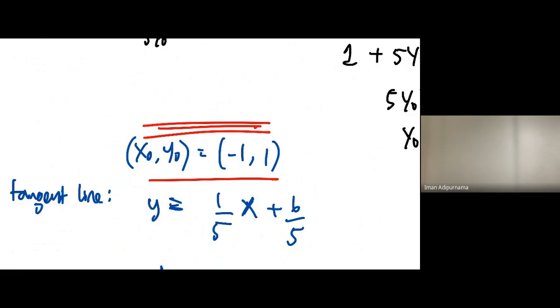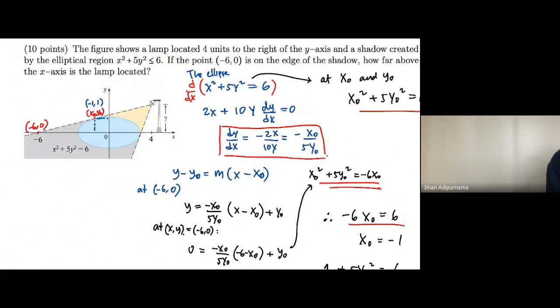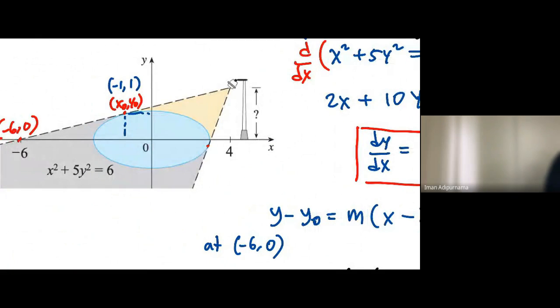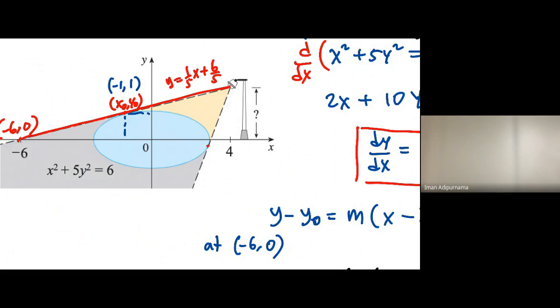Now this tangent line equation is basically this line here. So this line here is y. So at x equal 4, this is our height. So when we have x equal 4, then we can just compute 4 into our line equation. That is the height of the lamp. Okay, I hope you get the idea.